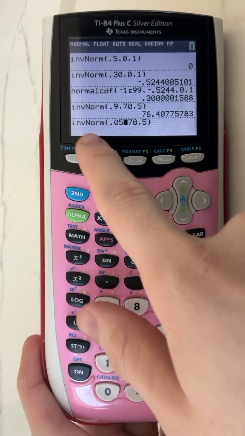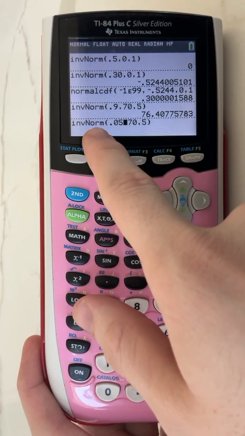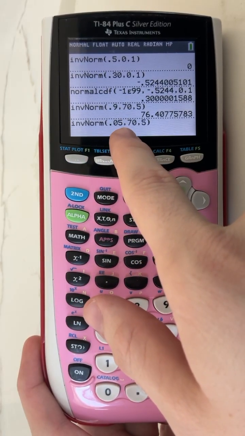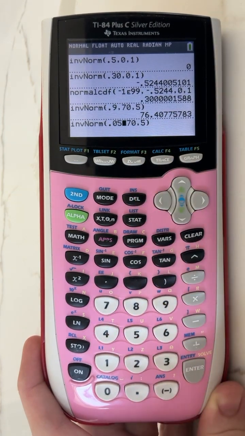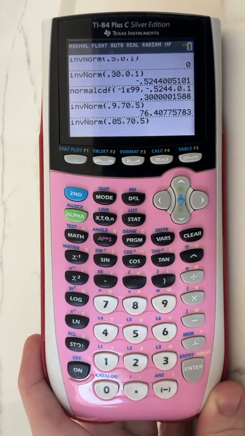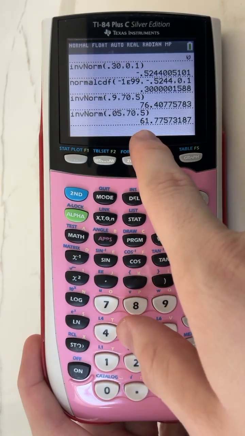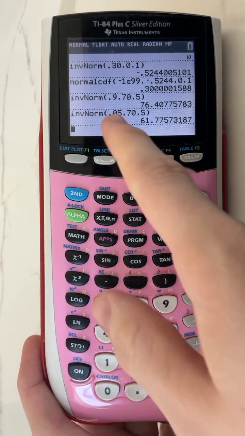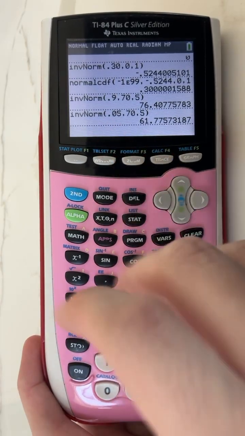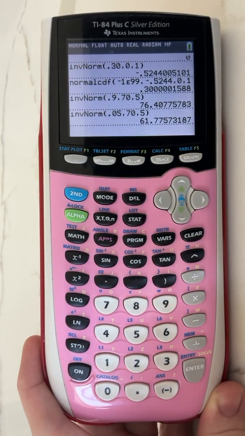So now we're looking for the inverse norm of 5% area below this x value, where the mean is 70 and standard deviation is 5. Let's hit enter and find out. So if you are 61.8 inches tall, then 5% of people in this group are shorter than you, and 95% of the people in the group are taller.